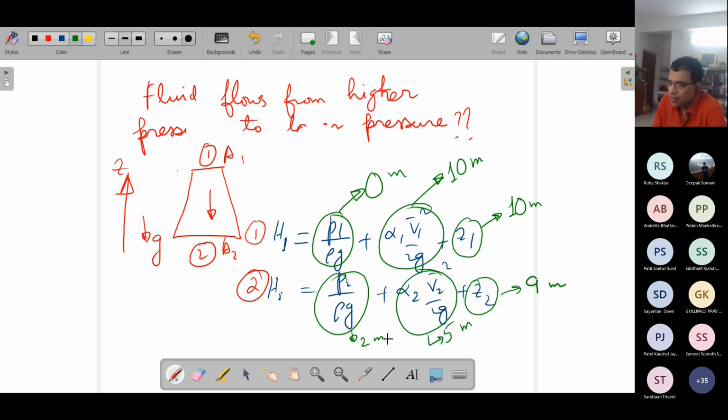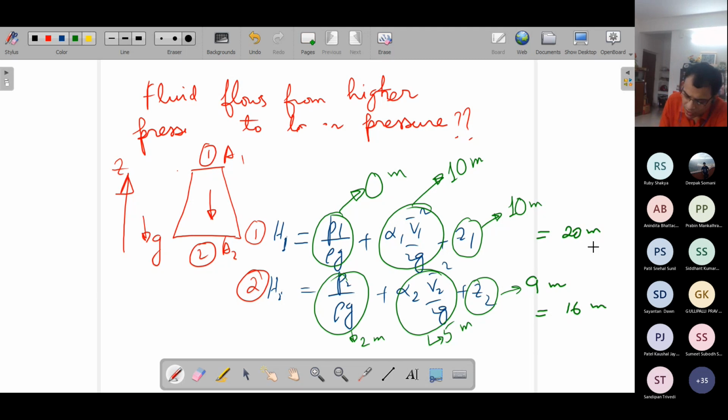In a sense that fluid is still flowing from, so this H1 is 10 plus 10, 20 meter, H2 is 9 plus 5, 14 plus 2, 16 meter. So it is flowing from higher head to lower head. At the smaller section, you have higher velocity, and one is located higher than 2. One may be exposed to atmosphere and 2 may be pressurized by some mechanism. So in that way, nothing of this actually violates, and this flow can actually take place physically.